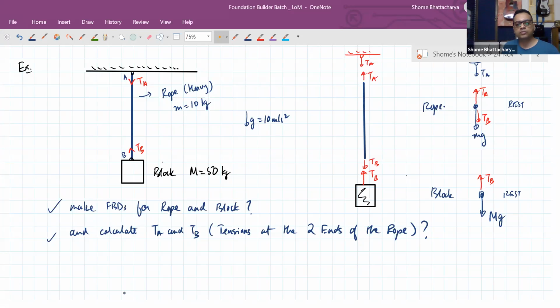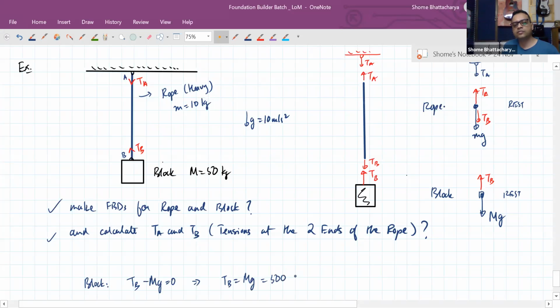Now from the second one, you can see that tension in the block. I mean, for the block's free body diagram, you can see that this should be zero. So the tension at this end of the rope should be equal to the weight of the block, which is 500 newtons.